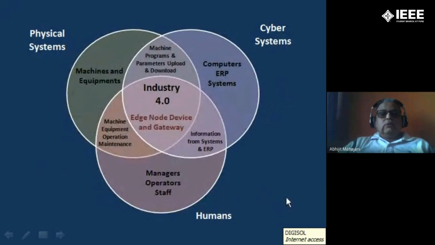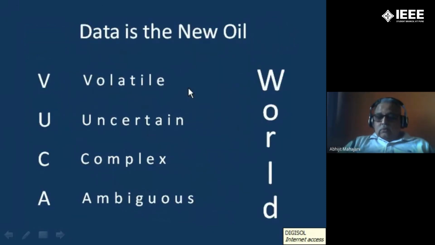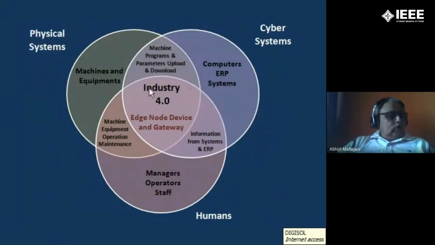Industry 4.0 is basically a confluence of cyber physical systems and humans. Your cyber systems will have computers, ERP systems, and so on. Your physical systems have machines and different equipment which you use for producing the product. And you have human managers, operators, staff. Industry 4.0 is the confluence of all these three things together.